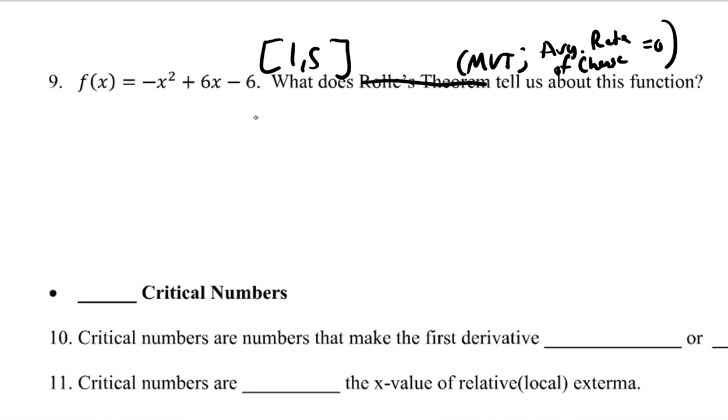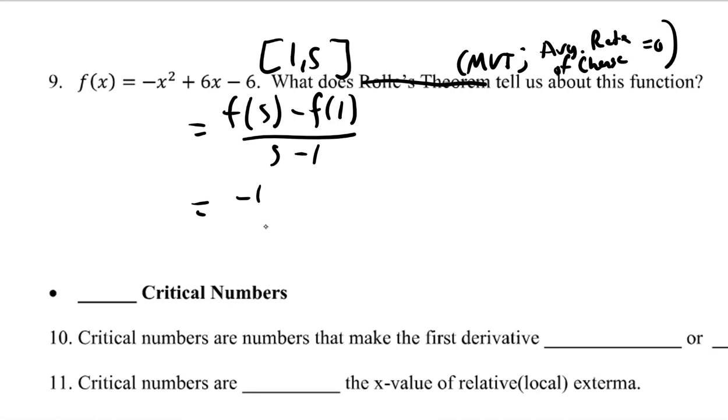So if you wanted to know if Rolle's theorem was going to apply, you would do f of 5 minus f of 1 over 5 minus 1. And if we plug that in, negative 25 plus 30 would be 5 minus 6 would be negative 1, minus f of 1, which would be negative 1 plus 6 minus 6, so negative 1. Okay, and then you get 0 over 4, which is 0.